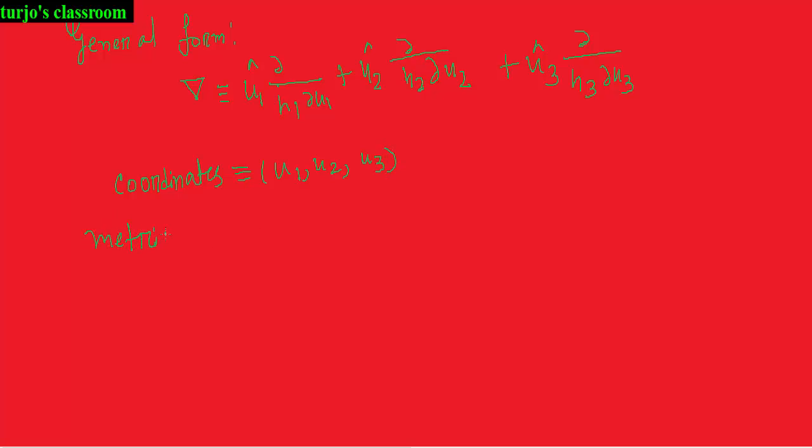And just a bit of the general form. Here U1, U2 and U3 are the coordinates, and H1, H2 and H3 are the metric coefficients that differ from coordinate system to coordinate system.